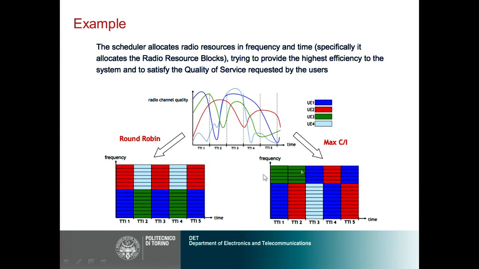In the round robin, I have four UEs, and every TTI, I manage to serve all of them equally. So in the first TTI, I give the same amount to the blue and the red, and the next to the green and the white, then the blue and the red, and the green and white. Here, the allocation is apparently random, but what I'm doing is I try to match this channel quality to the frequency, to the UE that is being served at that time.